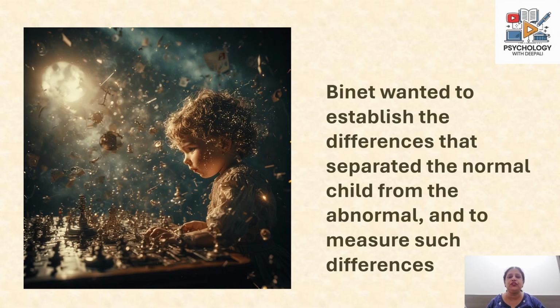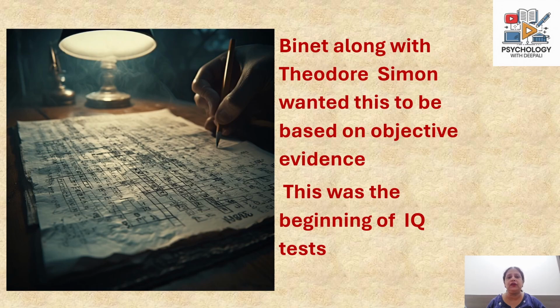So based on his initial work of creating items to differentiate between intellectual impairment and average children, he developed, along with Theodore Simon, the initial IQ test. And therefore, this was the beginning of intellectual testing in the history of psychology. And therefore, we owe a lot to Alfred Binet and to Theodore Simon, who were the pioneers in creating tests to measure intelligence. Of course, their tests underwent a lot of revisions later, and of course, today we have many tests which measure intelligence. The credit of starting this movement towards assessment of intelligence goes to Alfred Binet and Theodore Simon.